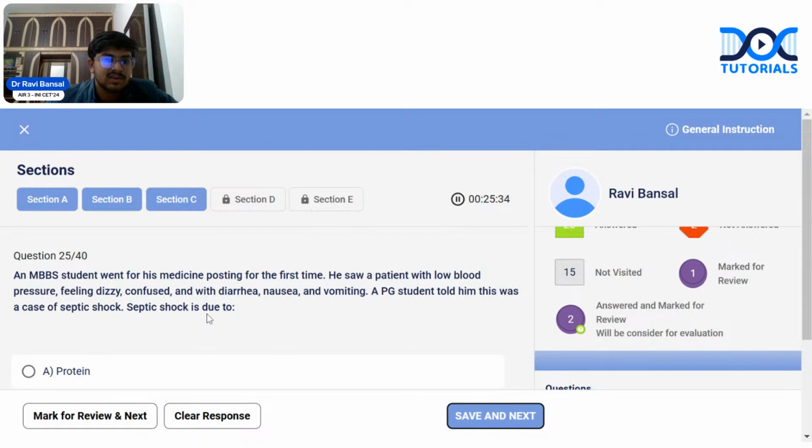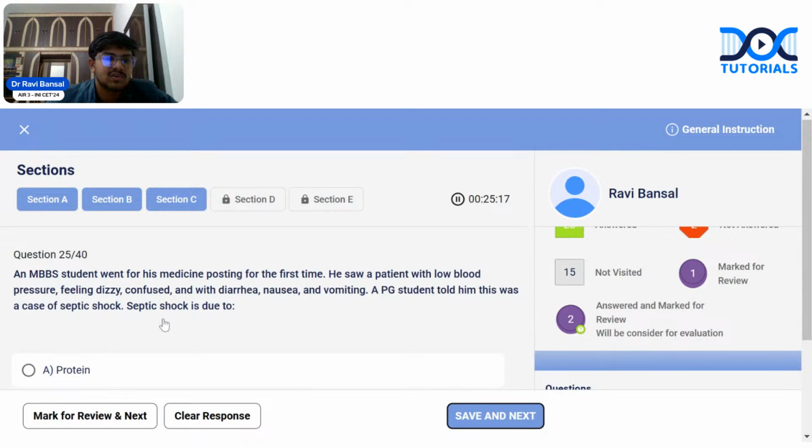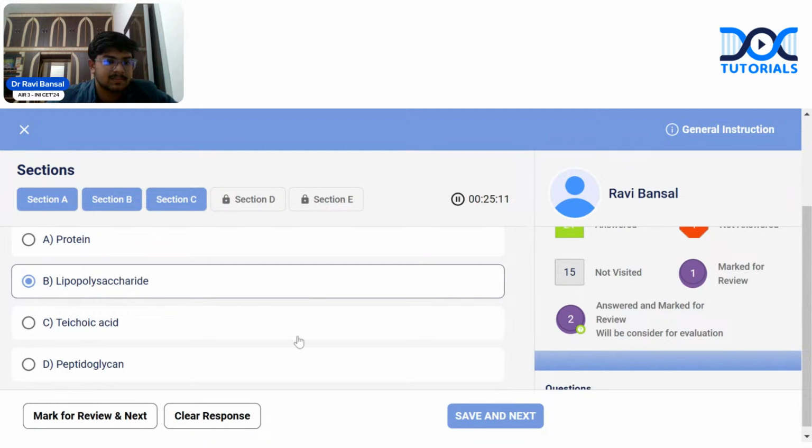Septic shock is due to... An MBBS student went for medicine posting the first time. He saw a patient with low BP, dizzy, confused, and with diarrhea, nausea, vomiting. The PG student told him this was a case of septic shock. So this is just for wasting your time. Septic shock occurs in gram negative septicemia, where lipopolysaccharide causes septic shock.